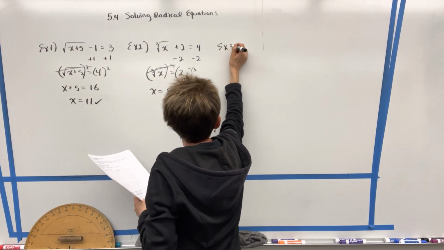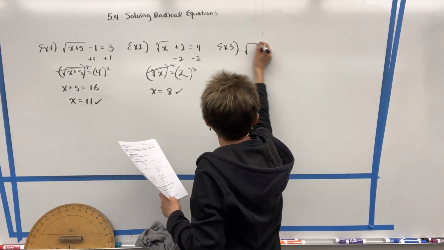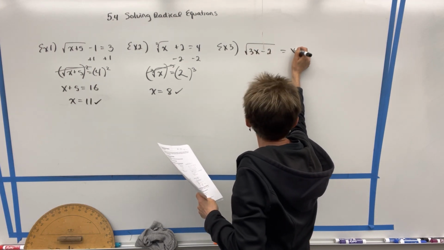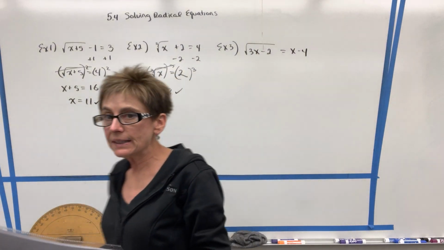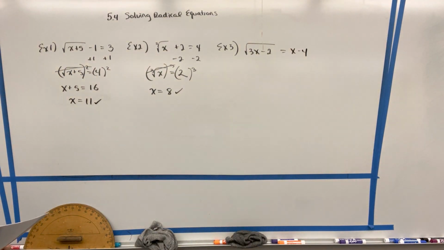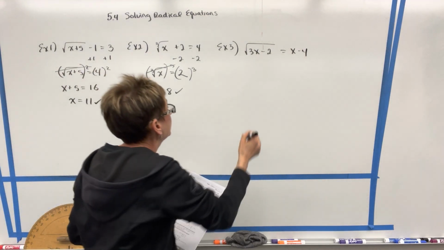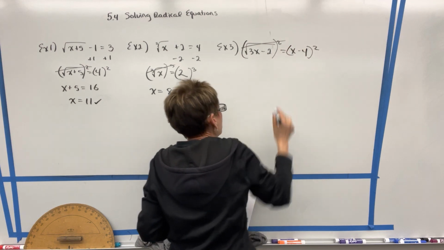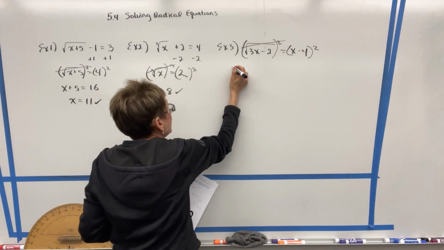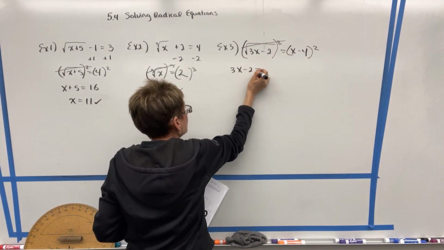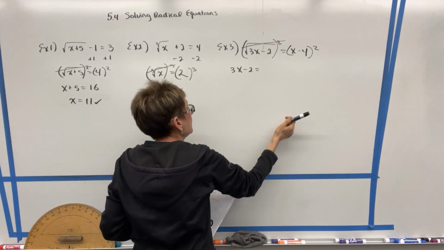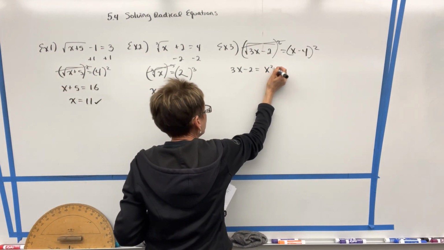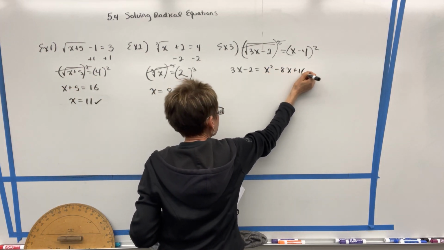All right, let's take a look at example 3. I've got the square root of 3x minus 2 equals x minus 4. In this example, step 1 has already been done for us. The radical is already isolated. So I want to raise both sides to the power of 2 to cancel out the radical on the left. My left now is just 3x minus 2. Be careful on the right. X minus 4 quantity squared is x squared minus 8x plus 16.